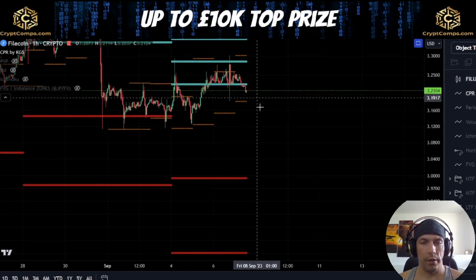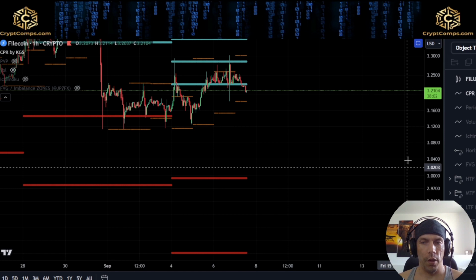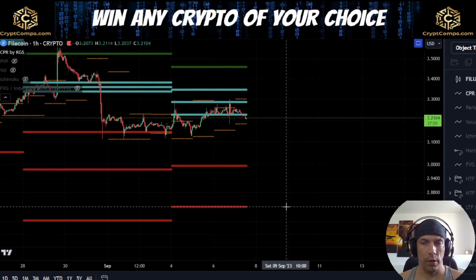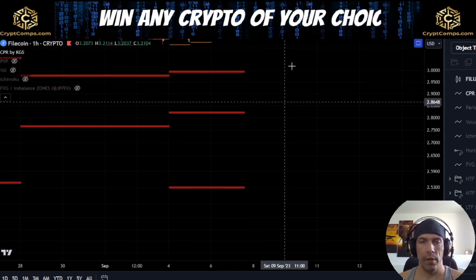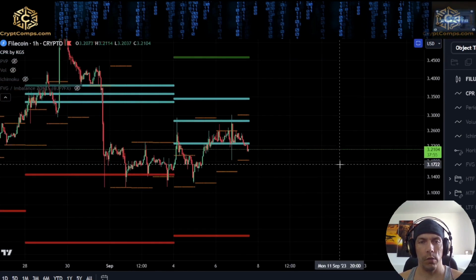If we look to push back down here, targets to the downside would be 299. Once again, that $3 come up, 282 and this 252 as potential downside targets.